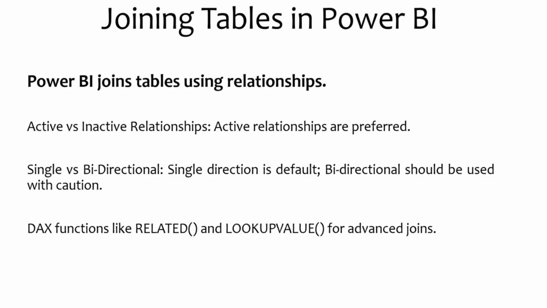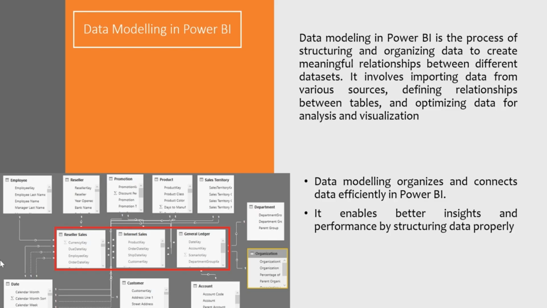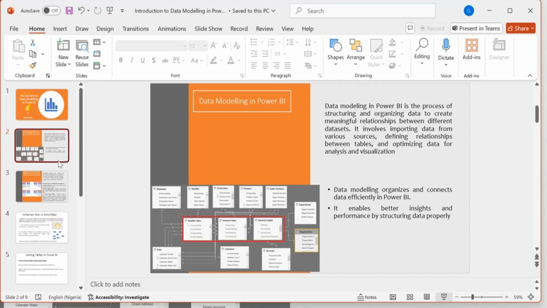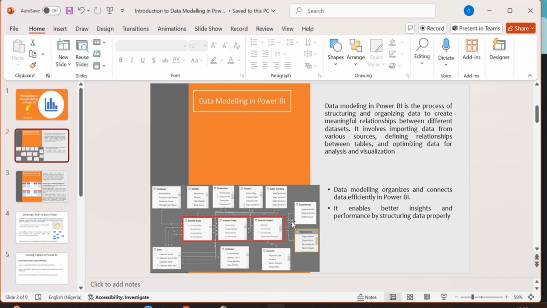Joining tables, we have active and inactive relationships. Active relationships are very much preferred. This is what we mean by active relationship: you can see the thick arrow. These are active relationships. But the faint or dotted ones are the inactive ones. You can see the dotted one here. They are the inactive. Talking about active and inactive is a course for another day, but always ensure that you have active relationships.